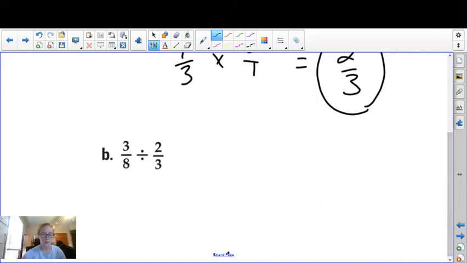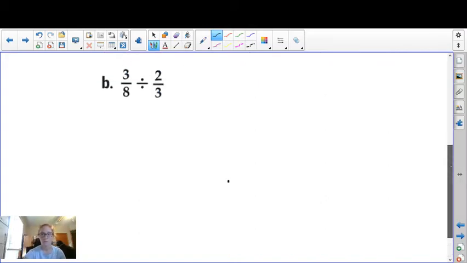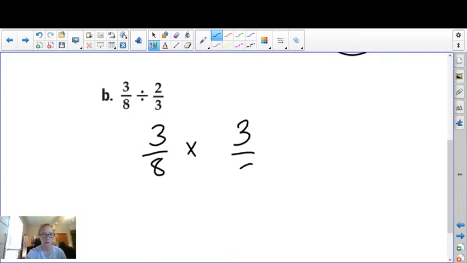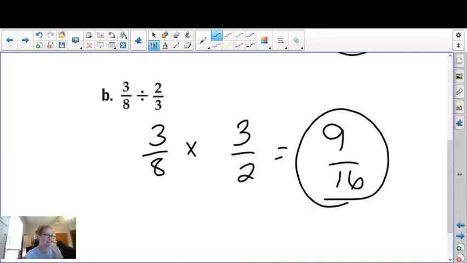All right, let's do this next one. So I keep the first one the same. I change to multiplication, and I flip. 3 times 3 is 9. 8 times 2 is 16. Nothing can simplify.